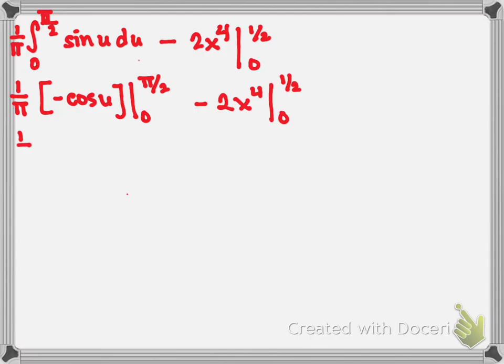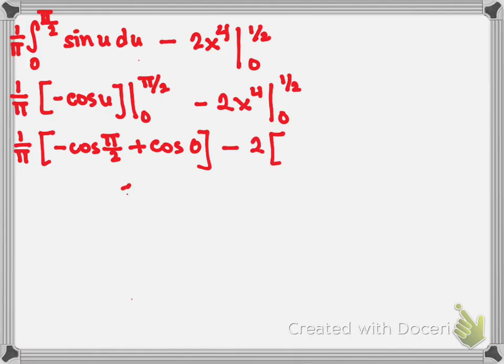So if I substitute pi over 2 into negative cosine, that will be negative cosine pi over 2 minus negative cosine of 0. So that became a plus sign because I had to subtract the lower substitution, so that's minus of the negative cosine of 0. Now for the second group, I will have 2 times x to the 4th, which is 1/2 to the 4th power, minus 0 to the 4th power. Okay, that is just going to give me a 0.